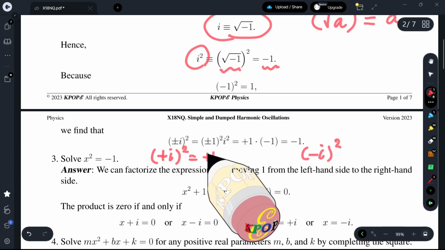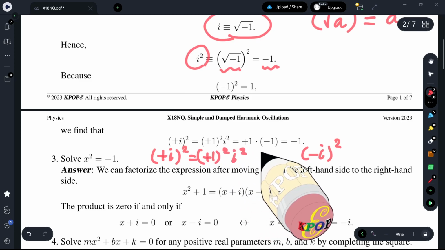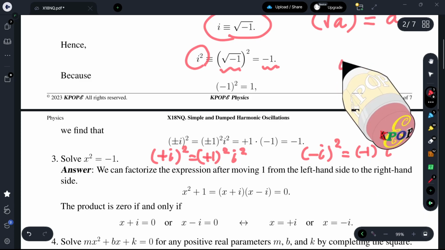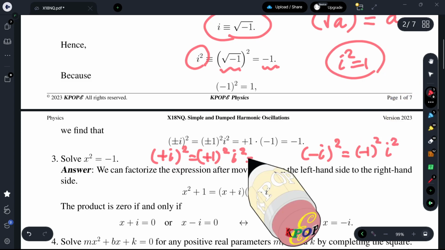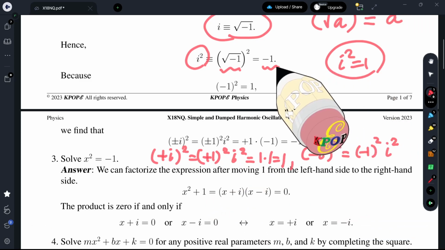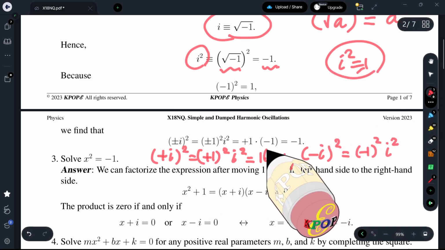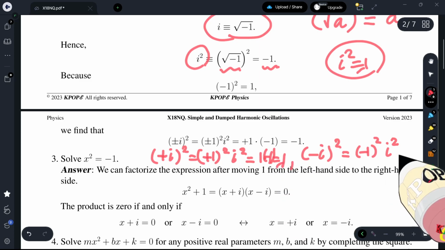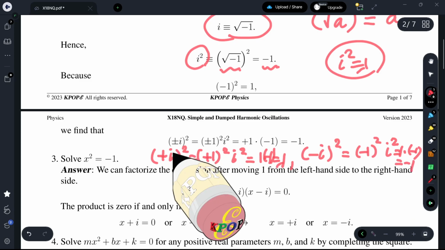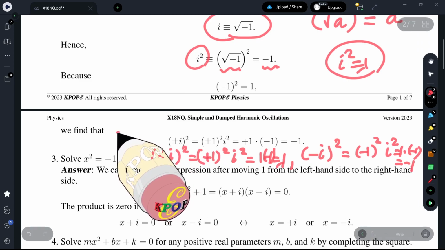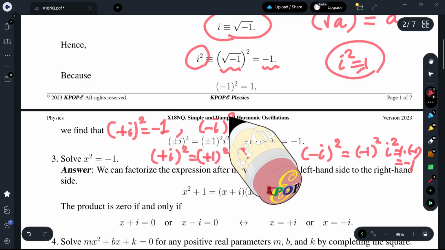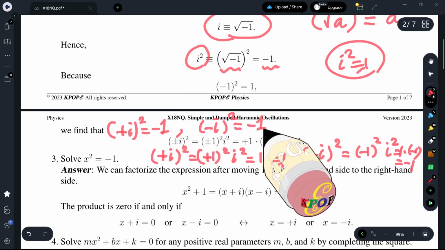It is plus 1 times i squared, and this is minus 1 times i squared. We know i squared equals minus 1. So it is 1 times minus 1 equals minus 1. And this is minus 1 times minus 1... wait, minus 1 times i squared gives minus 1 times minus 1 equals plus 1. So we find that plus i squared equals minus 1, and minus i squared equals also minus 1.